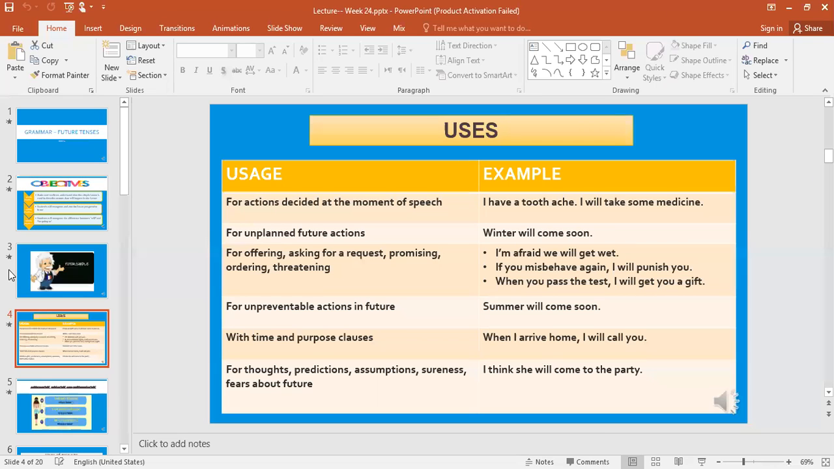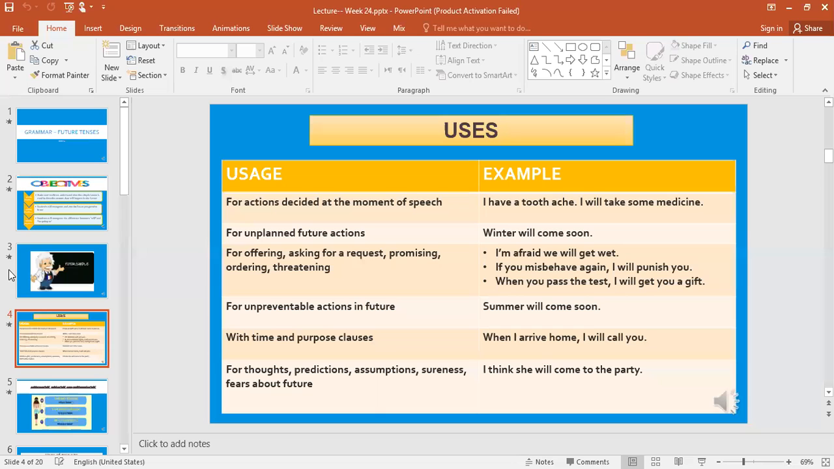Like when I arrive to school, I will meet the supervisor. When I come home, I will have a shower. When I visit my grandma, I will take her some flowers. Okay, so I have when. I have a time clause. Okay?